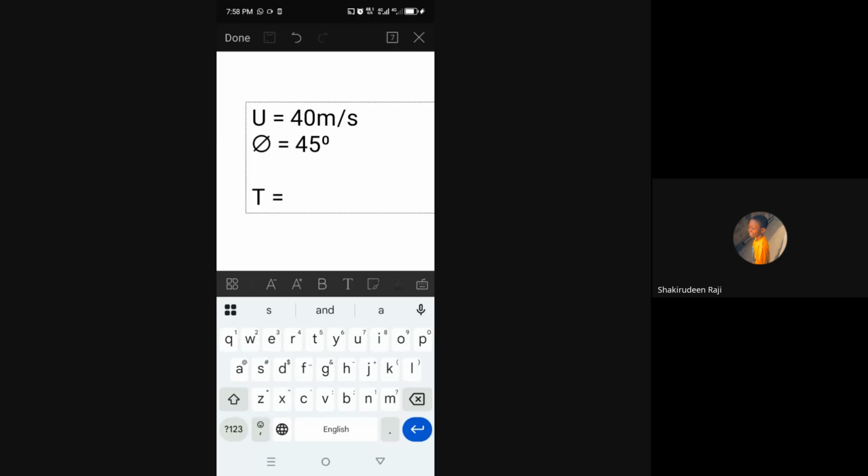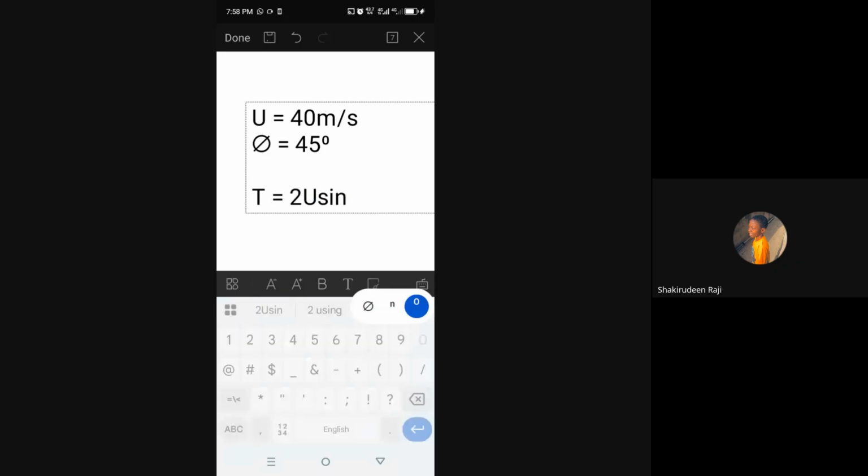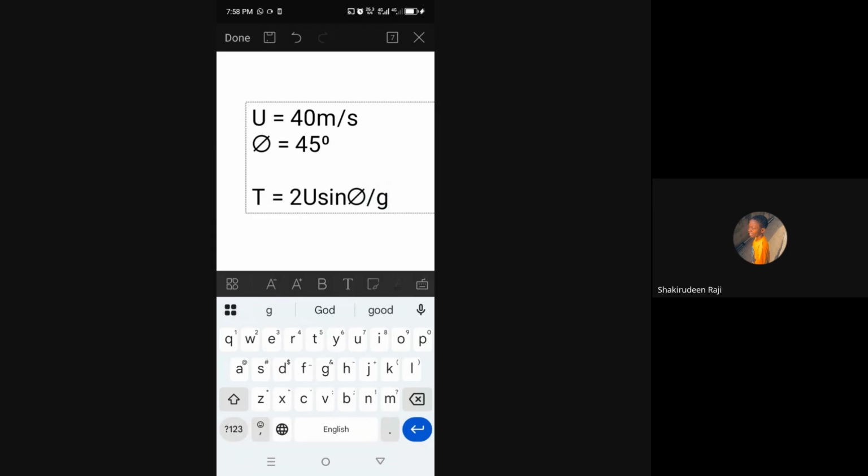We did this in the last two classes. 2u sine theta over g. Okay. What if the question asks for the formula to reach maximum height? If the question asks for time to reach maximum height, what's the difference between time to reach maximum height and time of flight? That's u sine theta over g. Yeah, that is time to reach maximum height.